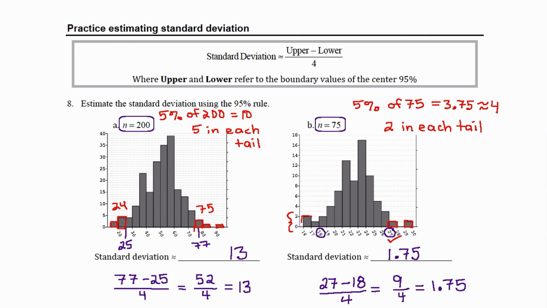Over here it looks like we had both values in the first bar, so maybe my updated estimate would be 17 as the lower bound instead of 18 as the lower bound, and that would have gotten me a difference of 10 divided by 4, so a standard deviation of 2.5 instead. That actually is a pretty big difference, but still both of these are reasonable estimates.